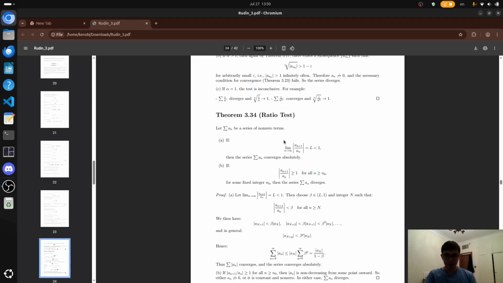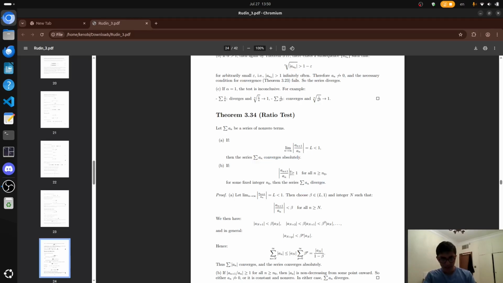And now we have the ratio test, which is the same thing, but now we're dividing the next term by the previous term. If this limit is less than 1, it's lim sup actually. There's supposed to be a supremum over here. So if its limit superior is less than 1, then the sum an converges absolutely. If it's greater than or equal to 1, then the series sum an diverges.